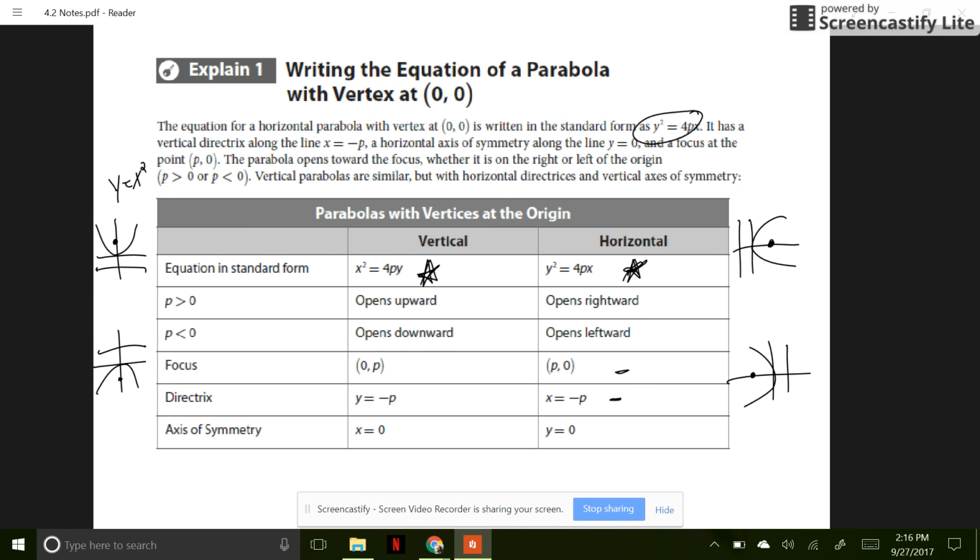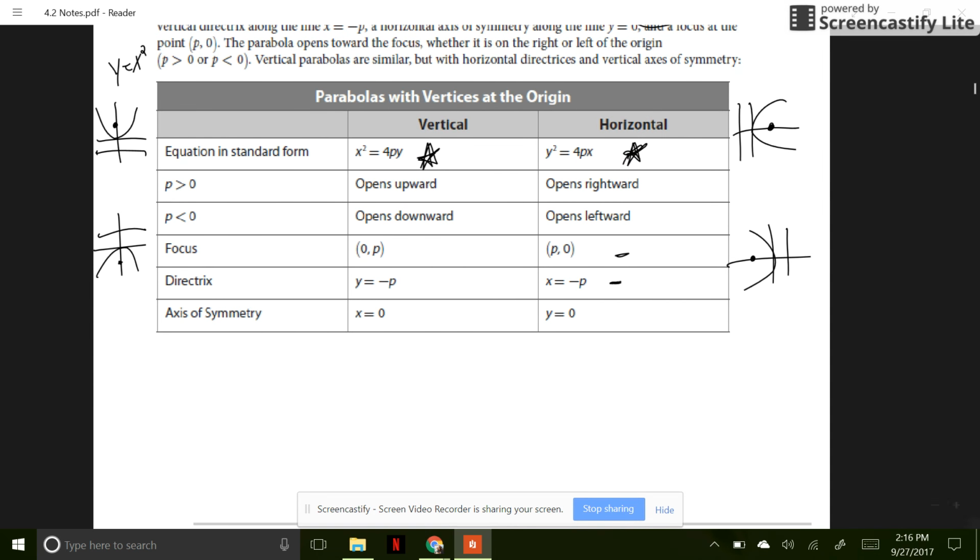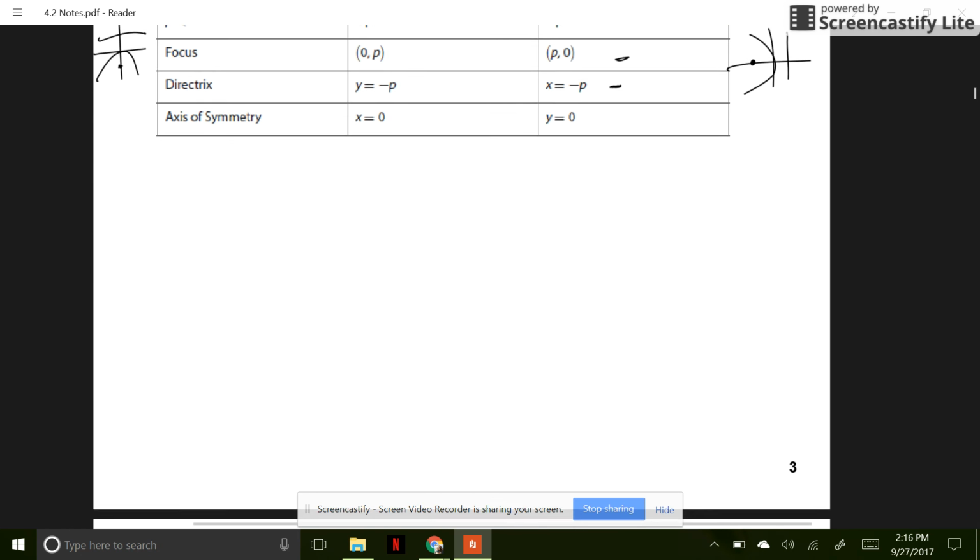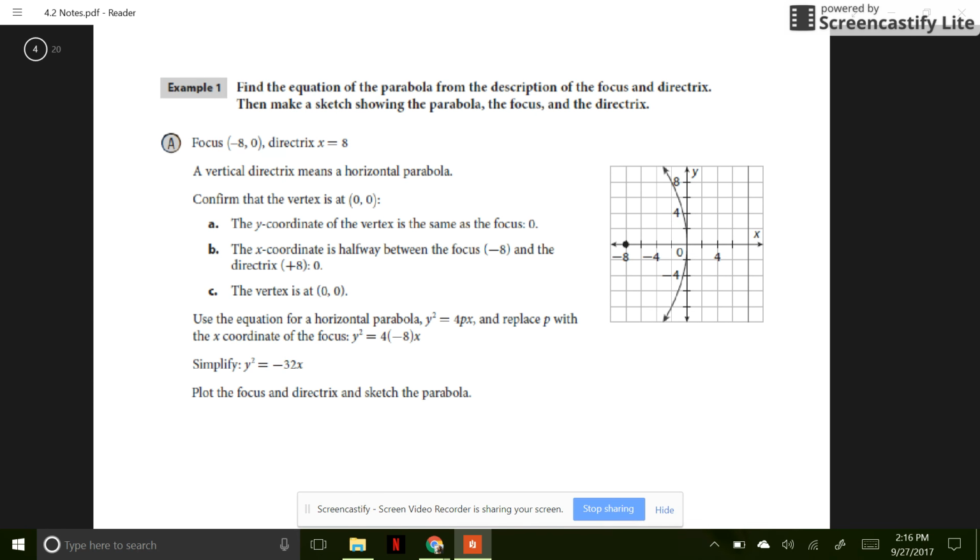Which direction does it open? If it opens up or right, p is positive. Down or left, p is negative. And is it horizontal or is it vertical? Is it a right-or-lefter or an up-or-downer?